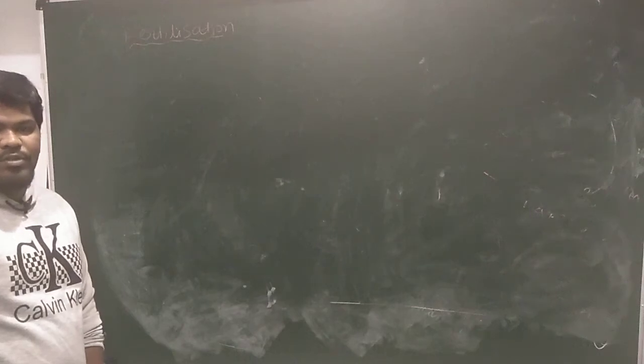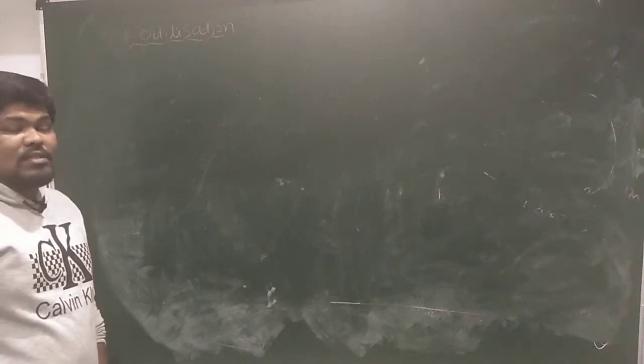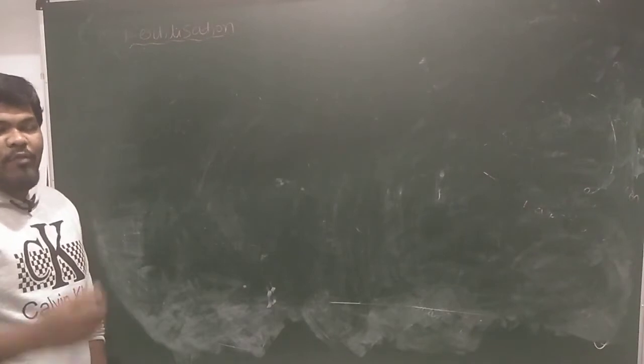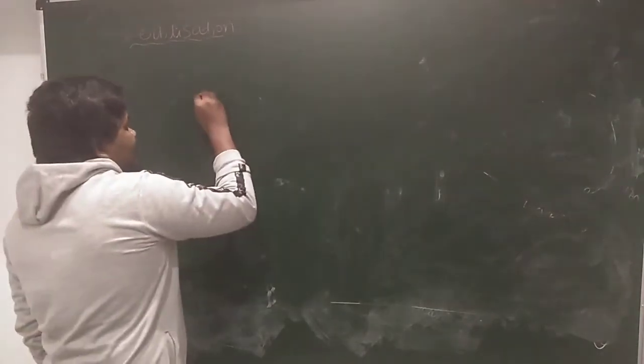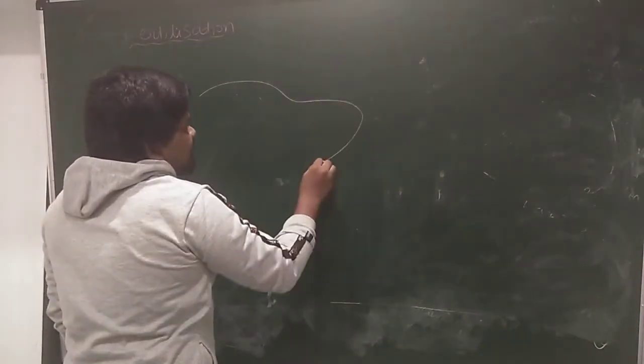System is the fallopian tube. Inside the fallopian tube there is one region that is called the ampulla. In the ampulla region we can see the fertilization. If you see the female reproductive system, this is the female reproductive system.